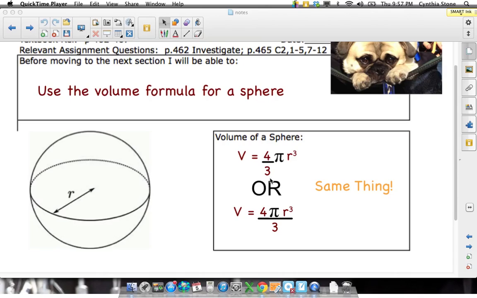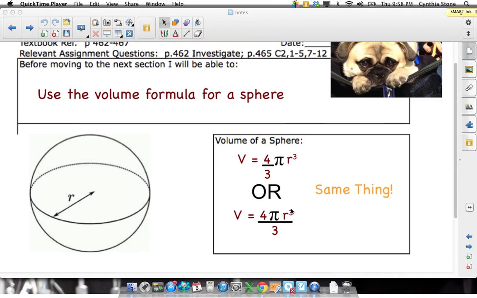Depending on what problem you're solving and how, it might be more convenient for you to look at it this way or to look at it this way, and they both mean the same thing, and that's the most important thing that you understand with the fraction.